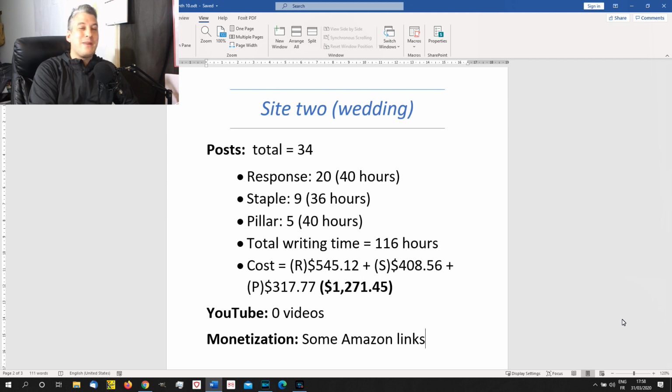So let's talk about site 2 then. With site 2, it's got 34 posts on it at the moment. So it's got 20 response posts, which would have taken about 40 hours to write. Staple posts, there are 9 of those, about 36 hours. Pillar posts, only 5 at the moment. That's 40 hours of writing time, which gives us a total of about 116 hours.